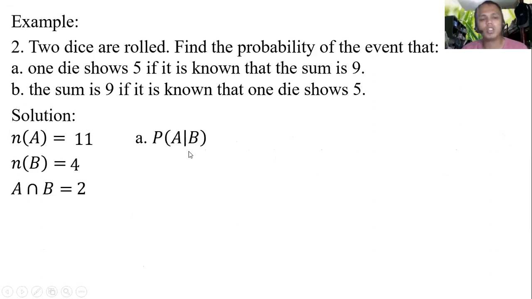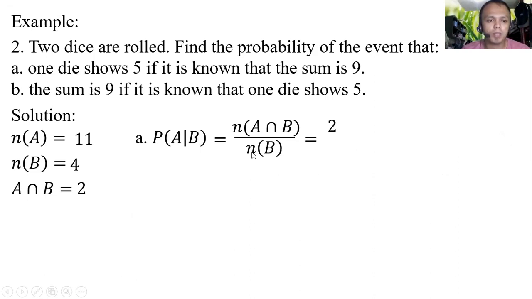Then to find the conditional probability of these two events, we have the intersection of A and B over by event B. B, kasi ito yung nandito B yung denominator. Now, we have here 2 over by the event B natin is 4. Okay? So we have 2/4 or in lowest term, we have 1/2.